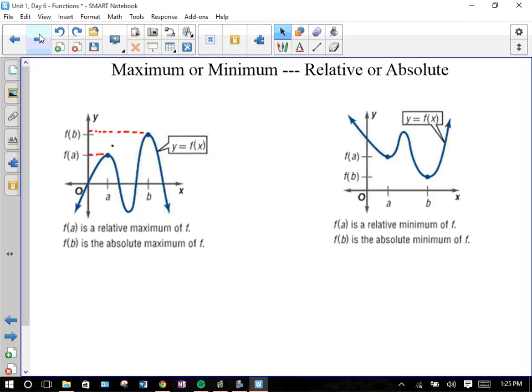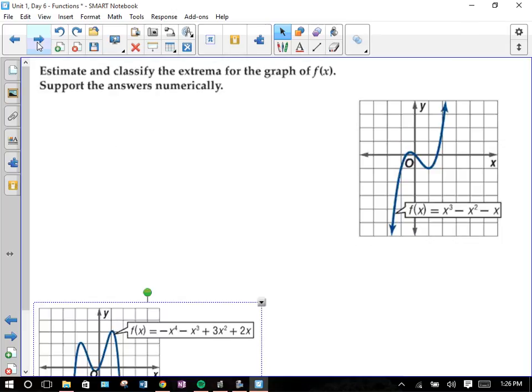Alright? So again, another way to tell it. Where does the maximum or minimum occur? It occurs when the graph changes from increasing to decreasing or decreasing to increasing. So there is a maximum right here because it goes from increasing to decreasing. There's a minimum here. Alright, this is a relative minimum because it goes from decreasing to increasing. And then again, in this case, it's an absolute maximum because it goes from increasing to decreasing.